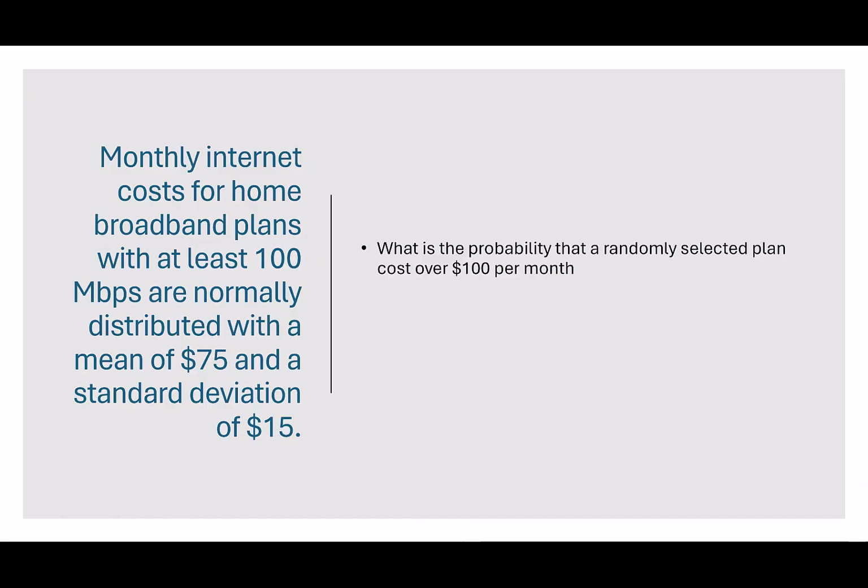Let's change our scenario. This time we have that monthly internet costs for home broadband plans with at least 100 Mbps are normally distributed with a mean of $75 and a standard deviation of $15. We want to find the probability that a randomly selected plan costs over $100 a month. Over means greater than, so we'll be finding the probability that x is greater than 100. Because we've changed problems, we'll have to change our mean and our standard deviation. Our mean is now 75 and our standard deviation is 15.